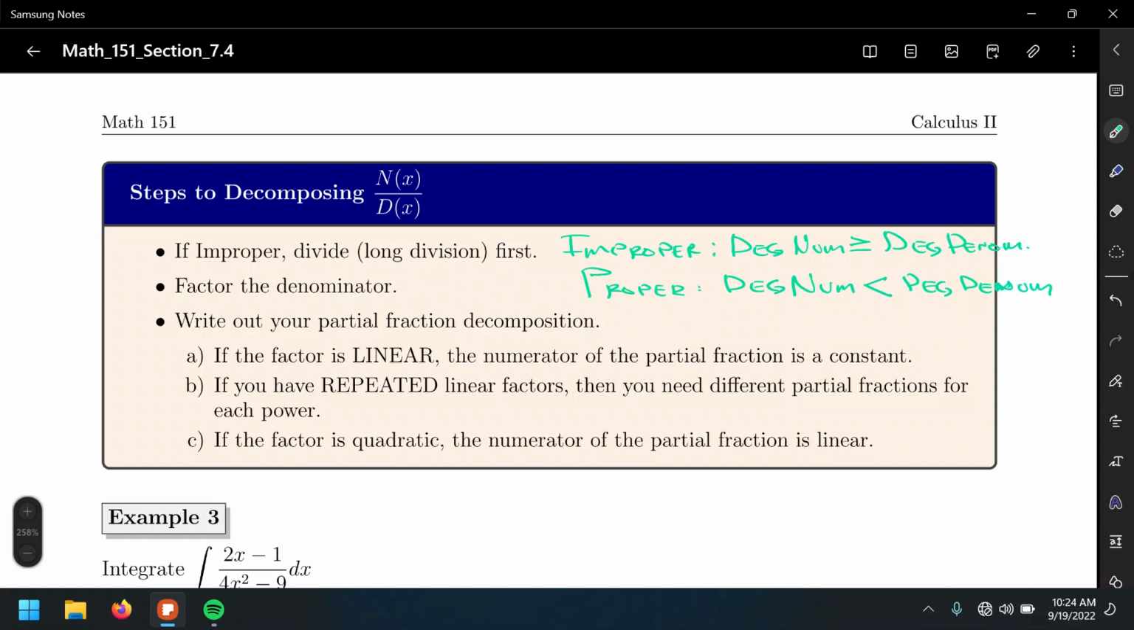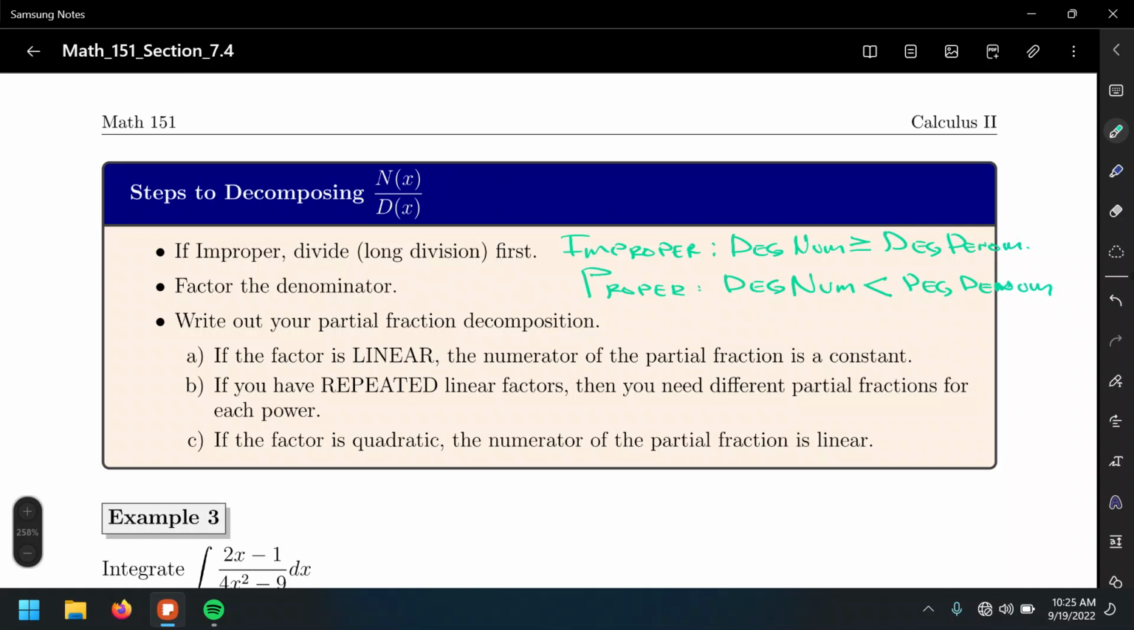So with numbers, we went with the value of the number. Smaller number than in the denominator, proper. And in this case, for polynomials, we don't go with the values. We go with the degrees of the polynomial. So smaller degree in the numerator than in the denominator, it's proper. Otherwise, greater than or equal, that's improper. And that's our step number one: if improper, divide via polynomial long division.